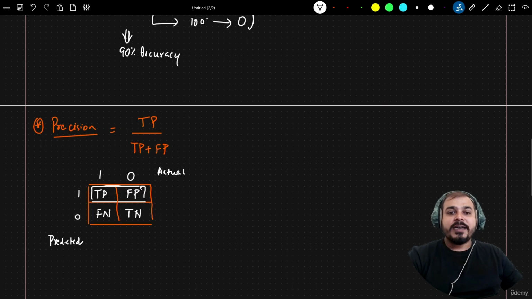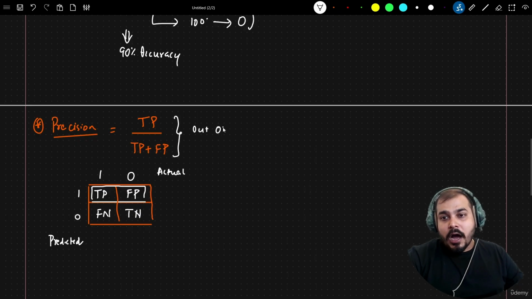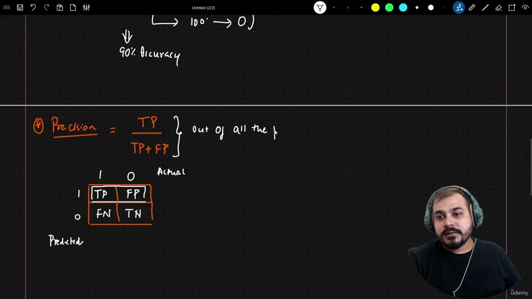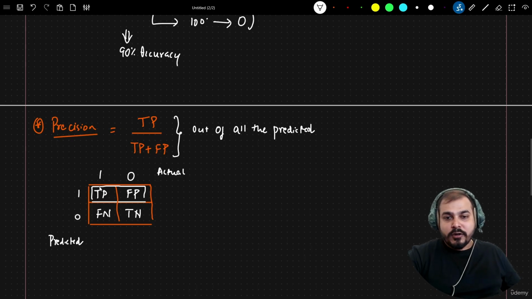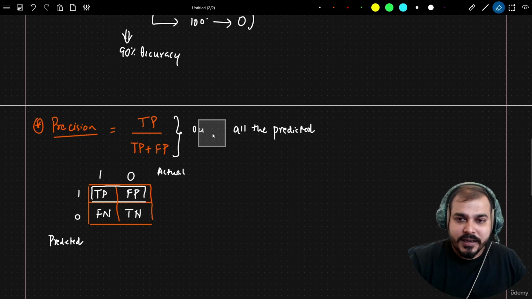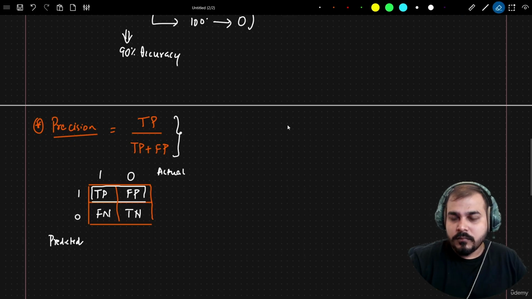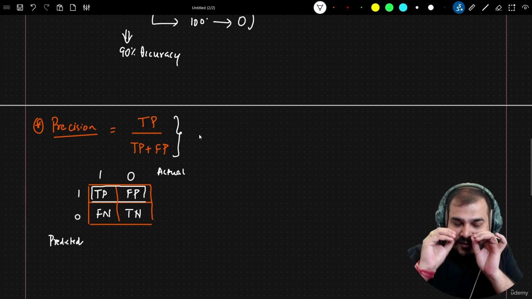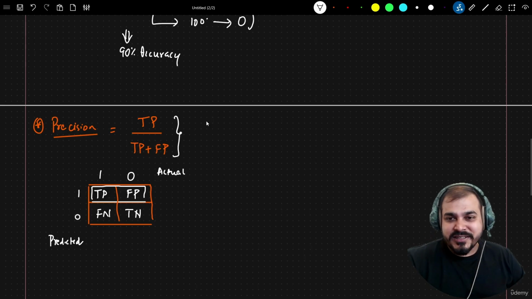Out of all the predicted results, how many of them are correctly predicted? This formula basically says this. Again, let me write it down. Out of all the predicted results, because if I am just referring to this, let me make a little change over here, because there is always a confusion with respect to precision and recall. So let me make this statement again.